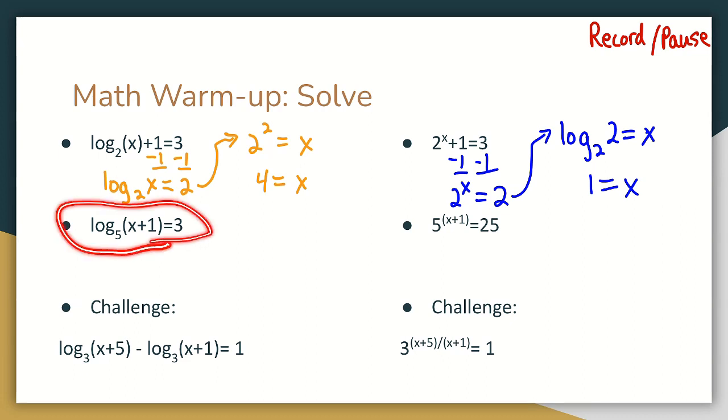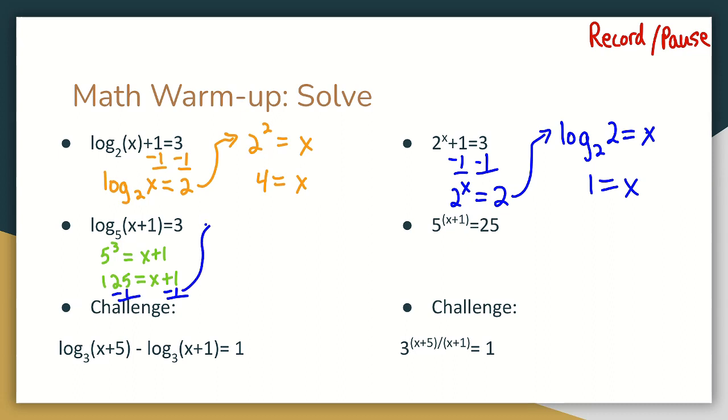Moving on down to this next logarithm. We have log base 5 of x plus 1 is equal to 3. So that's 5 to the third is equal to x plus 1. 5 to the third, 5 times 5 is 25, times 5 is 125, is equal to x plus 1. Subtracting 1 from both sides, we get 124 is equal to x. Questions on any of those so far?